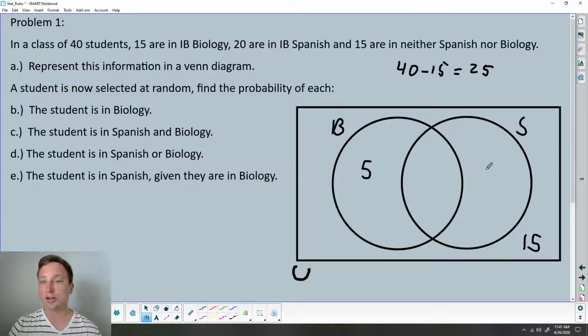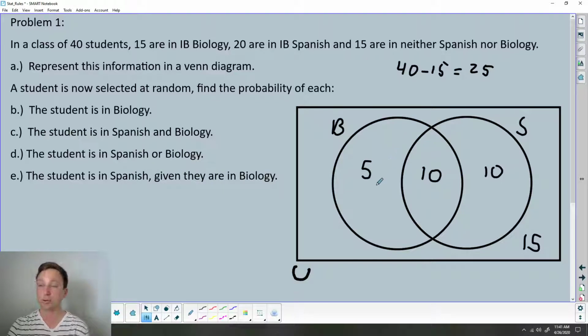Similarly, I can say, well, if 15 are in biology, I know 15 are counted here. I could work through that this way, or I can recognize I've counted 5 in biology, so there must be 10 that are in Spanish and biology. And if there are 20 in Spanish, we're well on our way now. 20 are in Spanish total. Well, I have 10 counted because this is my set of Spanish. I know there are 10 more that are only in Spanish.